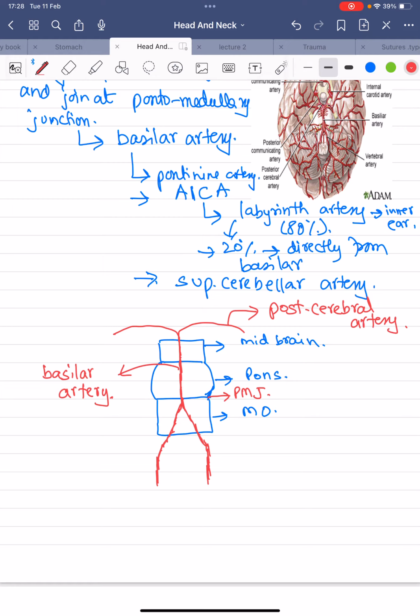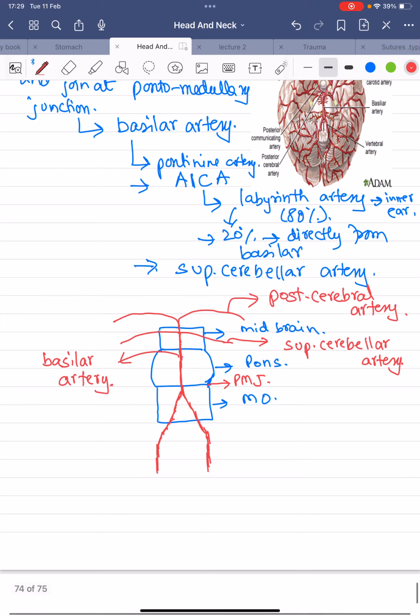which is giving blood supply to the brain. And here it is also giving a branch. This branch is known as the superior cerebellar artery. Okay, here it is also giving small branches which give blood supply to the pons. These are known as the pontine arteries. Okay, and this basilar artery is also giving a branch on this side also.